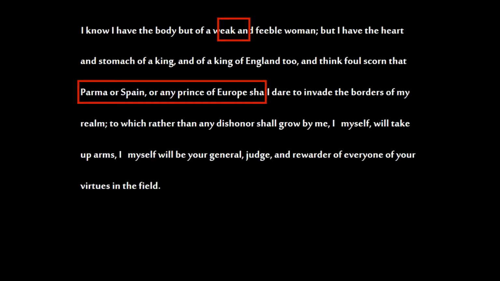She addresses the issue of gender. She says, "I know I have the body of a weak and feeble woman, but I have the heart and stomach of a king, and a king of England too." Not just any king, a king of England.